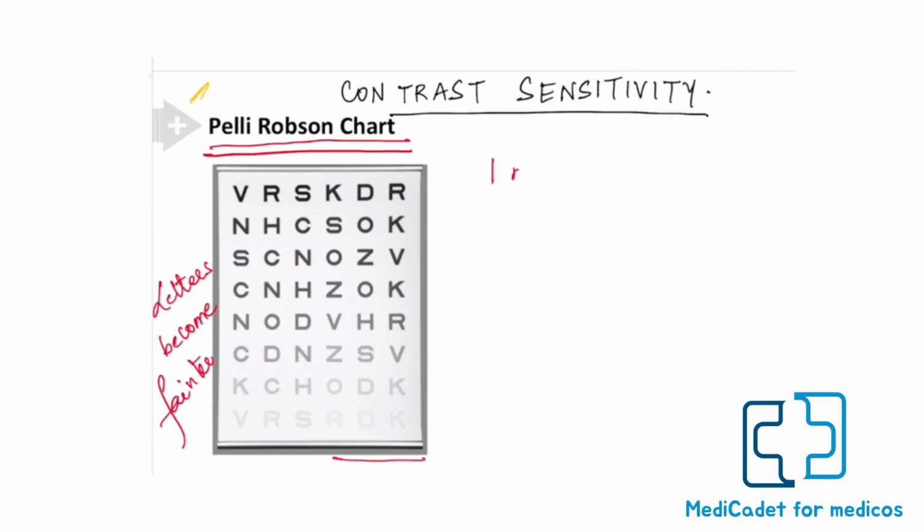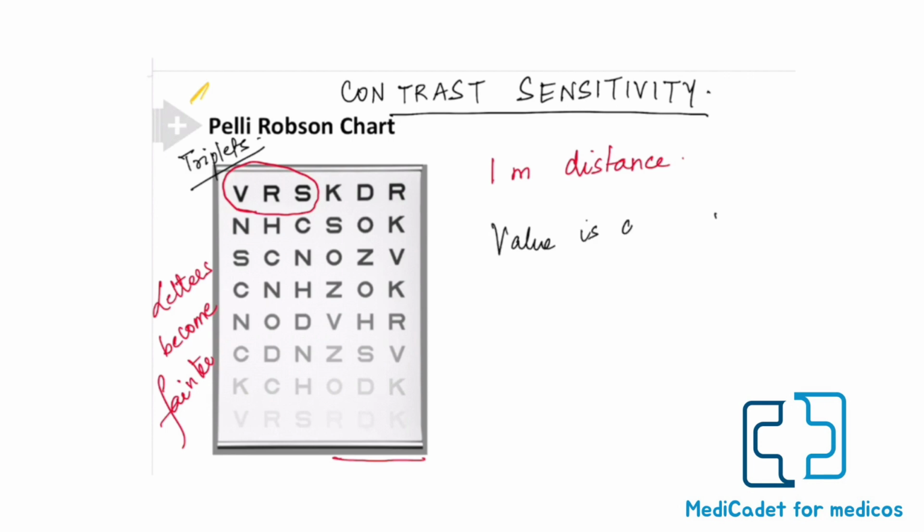So this is read from a standard distance of 1 meter. And they are actually triplets of letters. These three letters have the same contrast, and the contrast of each triplet decreases as you move forward. Then the next three letters have the same contrast sensitivity. So you ask the patient to read, and a value is assigned to each triplet. See, the earlier triplet is much brighter, it is easier to identify, and as you move forward they become much, much fainter. So this is another component of vision.